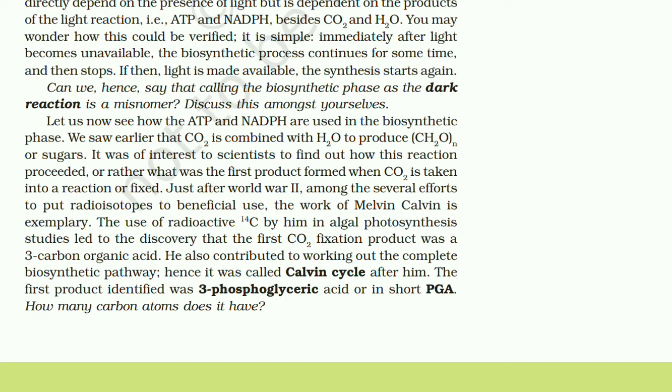Just after World War II, there were several efforts to put radioisotopes to beneficial use. The work of Melvin Calvin is exemplary. The use of radioactive carbon-14 by him in algal photosynthesis studies led to the discovery that the first CO2 fixation product was a 3-carbon organic acid. He also contributed to working out the complete biosynthetic pathway, which is called the Calvin cycle after him. The first product identified was 3-phosphoglyceric acid, or in short PGA. How many carbon atoms does it have?